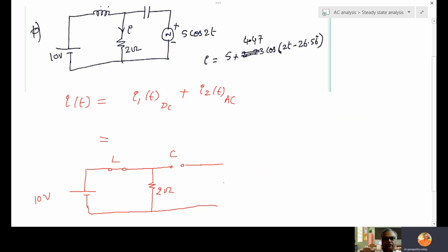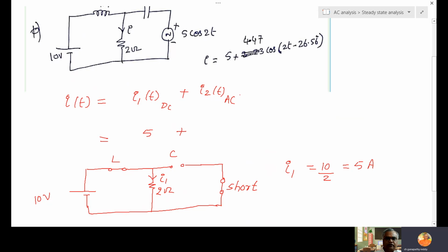Voltage source not there means short. Current source not there means open. Now with this, find the I1. So what is the I1? This loop only is closed now. So from this, I1 is equal to 10 by 2, which is 5 amps. So I1 of t with the DC is 5.